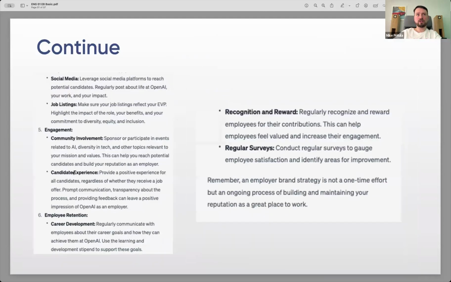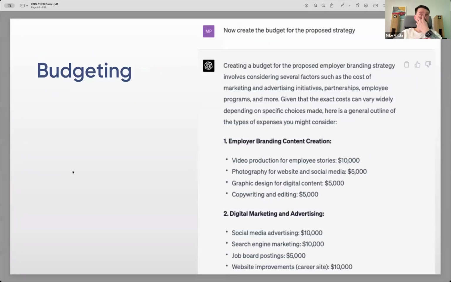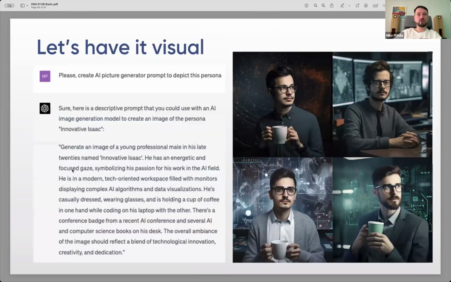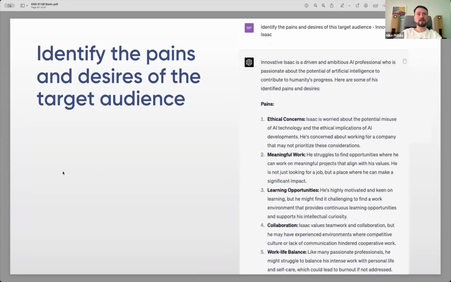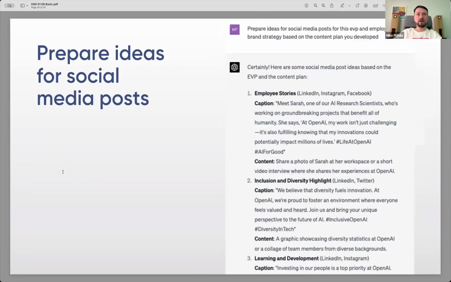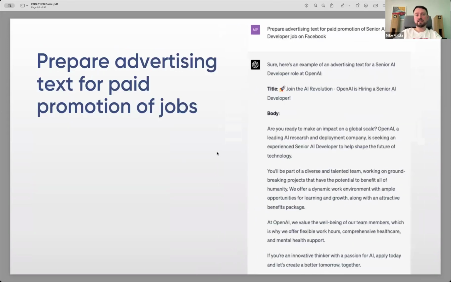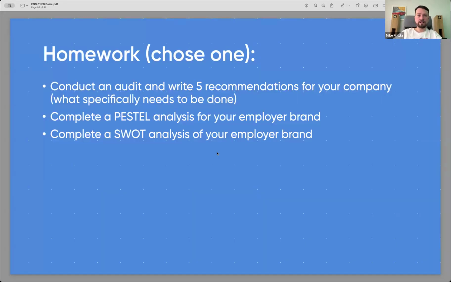I'm just showing you what it can do for you in terms of employer brand. So just watch all these prompts, and actually I recommend you try them on your own and apply them to your company. You can even create images and see how it works. But this is just a demo, we will learn in detail how to apply these different AI tools for our employer brand management.